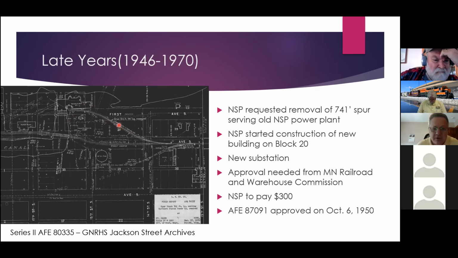So again, lawyers have to get involved because even though the customer is asking the track to be removed, everything has to go through the Minnesota Railroad and Warehouse Commission. And so NSP actually in this case paid money to help get the track taken out. It was approved in 1950, and this actually shows in March 1951 is the field report showing that it had been removed.